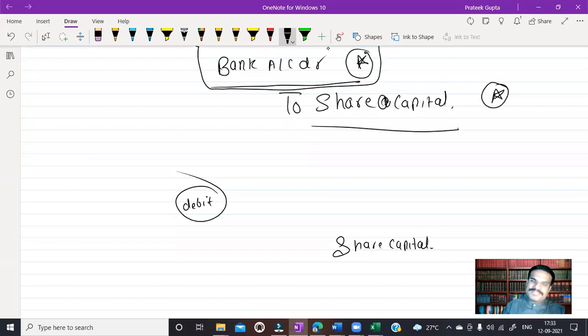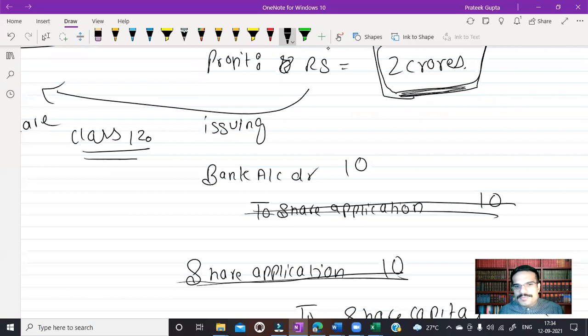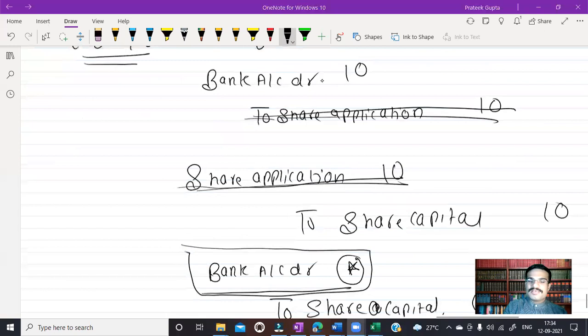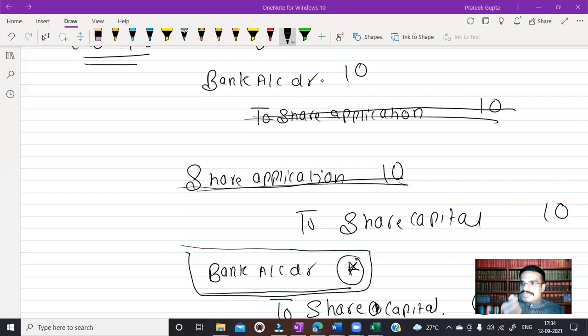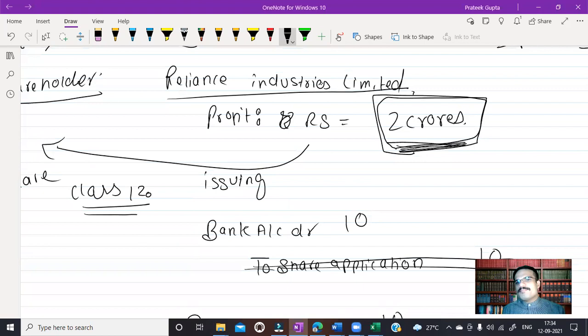Sir, I have a profit of 2 crore rupees. Yes or no? Yes, sir. This is the accounting rule, beta: what do we do with profits? We credit the amount of profits. Whenever we want to decrease the amount of profit, we debit the profit. Normally we credit profit, beta, but whenever we want to decrease the profit, we debit it.